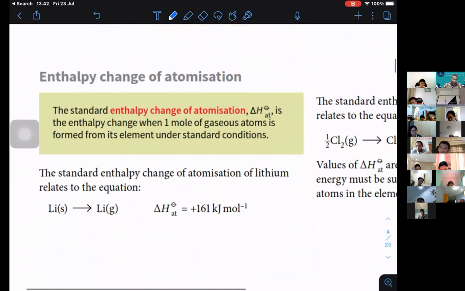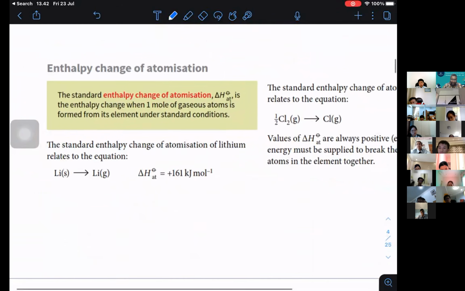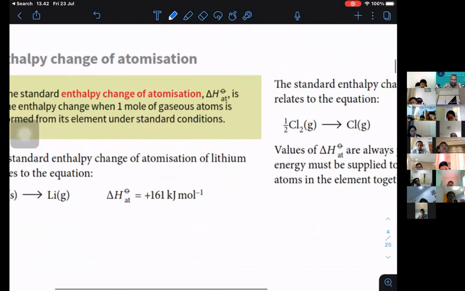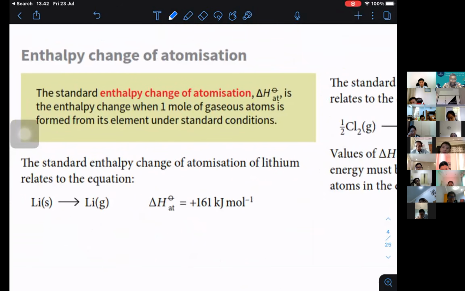Next, we also have learned about the definition of enthalpy change of atomization. The enthalpy change of atomization is the enthalpy change when 1 mole of gaseous atoms is formed from its element under standard conditions. So you are forming 1 mole of gaseous atoms from its element. The element, for example lithium, is a metal, so it is going to be solid. You write that down over there, and this is going to be the enthalpy change of atomization.